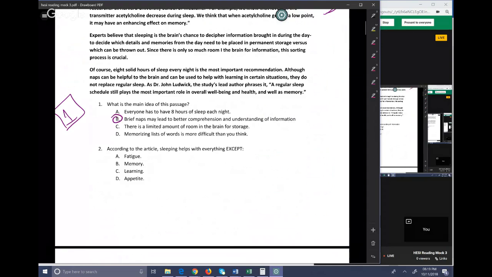It was B, because it says brief naps, which we know was a critical part of our main idea, lead to better comprehension and understanding of information. So ultimately, that's what the author focused on: brief naps and what they do with memory or learning. Anytime that answers are close together, I will explain the other ones. Anytime that they're not, that's a place we can save time. So I'm not going to explain A, C, and D, but if you had that one wrong, send me a picture, ask me about why my answer is better than yours.